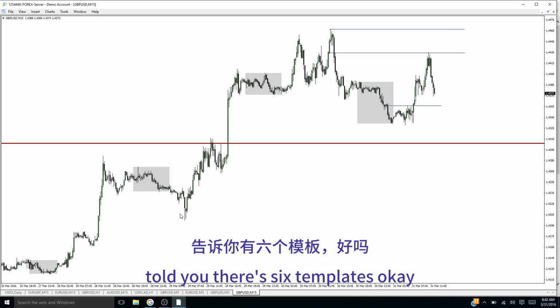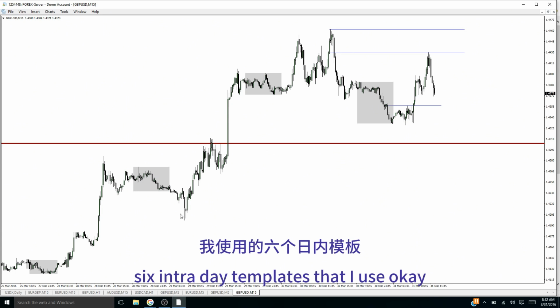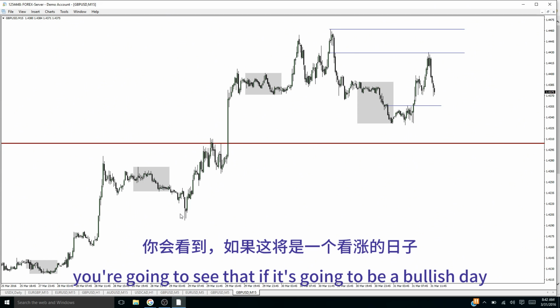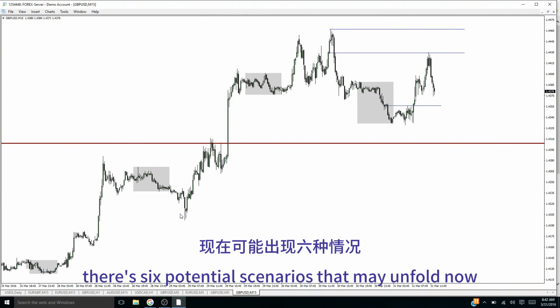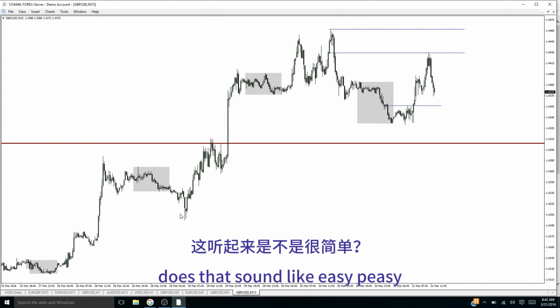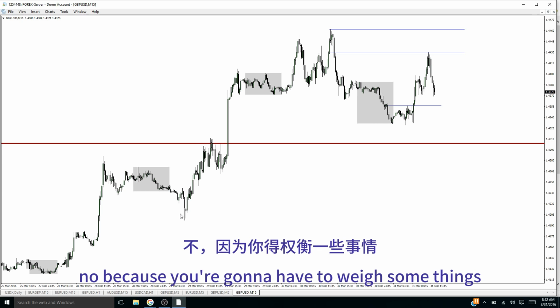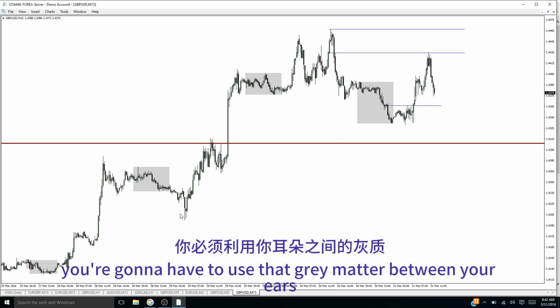I already told you there's 6 templates. 6 intraday templates that I use. You're going to see that if it's going to be a bullish day, there's 6 potential scenarios that may unfold. Now, does that sound like easy peasy? No, because you're going to have to weigh some things. You're going to have to think about things. You're going to have to use that gray matter between your ears.